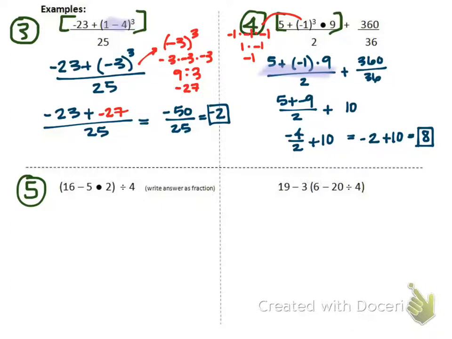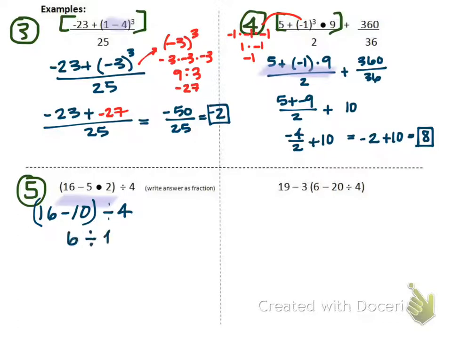So 16 minus 5 times 2, divided by 4. And here we're going to write this answer as a fraction. So here I'm going to organize within the grouping symbols right here. And I'm going to have to multiply before I do that subtraction. So I'll end up with 16 minus 10, the quantity of, all divided by 4.